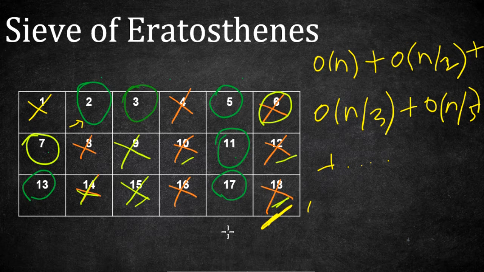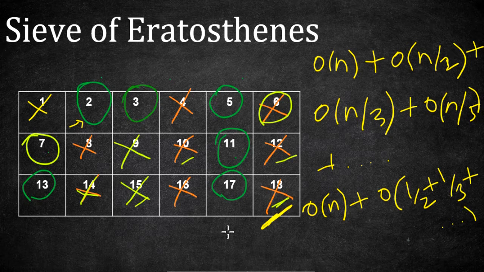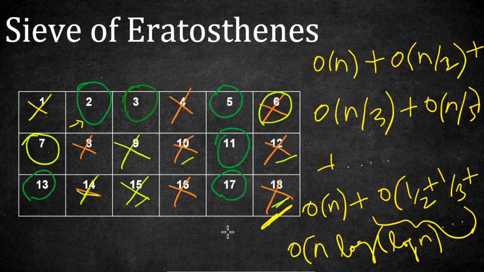So overall, if we take big O of n as a common factor, then the rest of the time complexity goes like 1 by 2 plus 1 by 3 plus so on till the overall limit. If you represent this in this form, then it is going to be big O of n log of log n. This fractional part alone will be represented as log of log n. So overall time complexity is n log of log n. So let's go to code now.